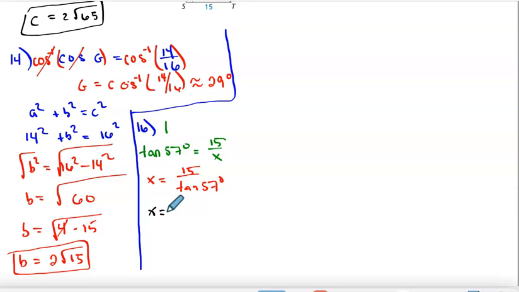So 15 divided by tangent of 57 degrees, we got about 9.7. So x is 9.7.